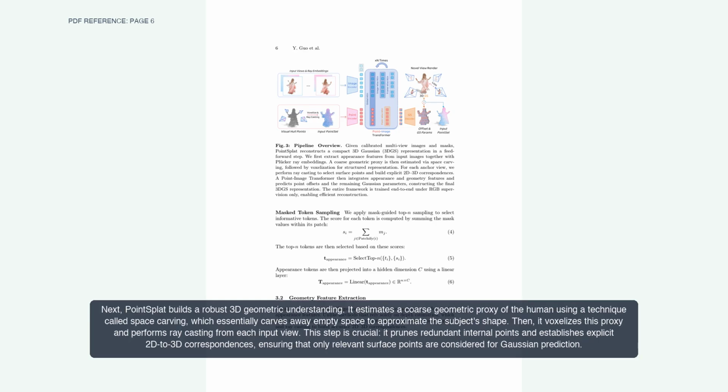Next, PointSplat builds a robust 3D geometric understanding. It estimates a coarse geometric proxy of the human using a technique called space carving, which essentially carves away empty space to approximate the subject's shape. Then, it voxelizes this proxy and performs ray casting from each input view. This step is crucial. It prunes redundant internal points and establishes explicit 2D to 3D correspondences, ensuring that only relevant surface points are considered for Gaussian prediction.